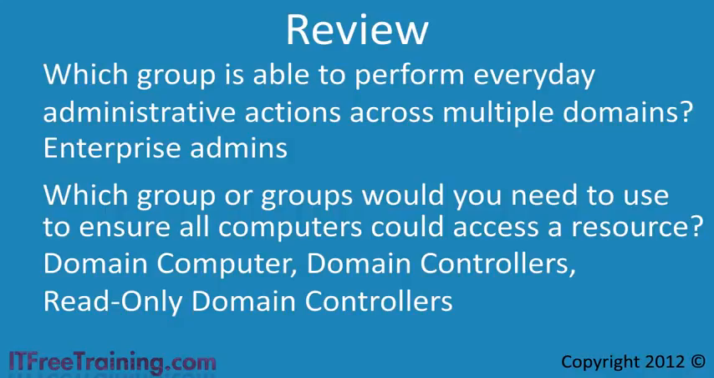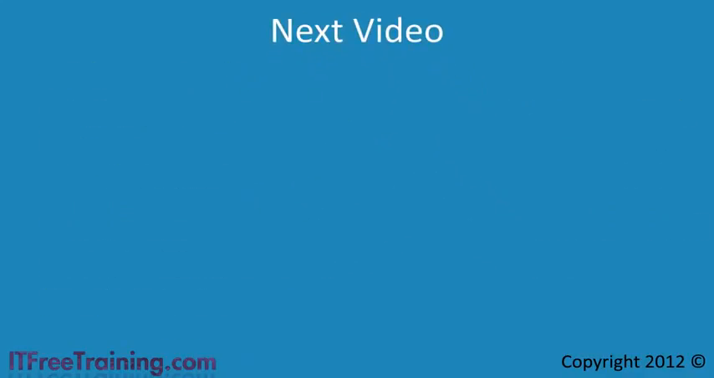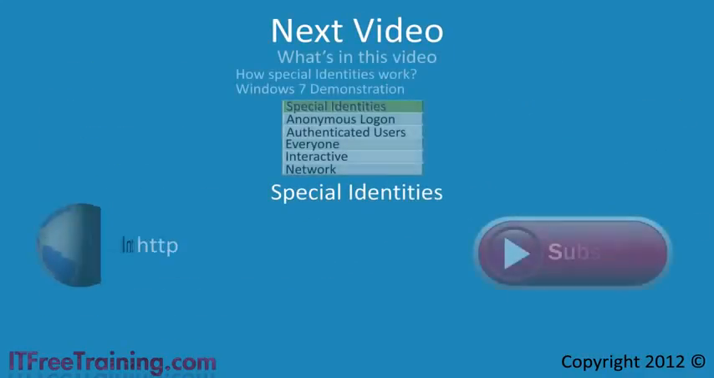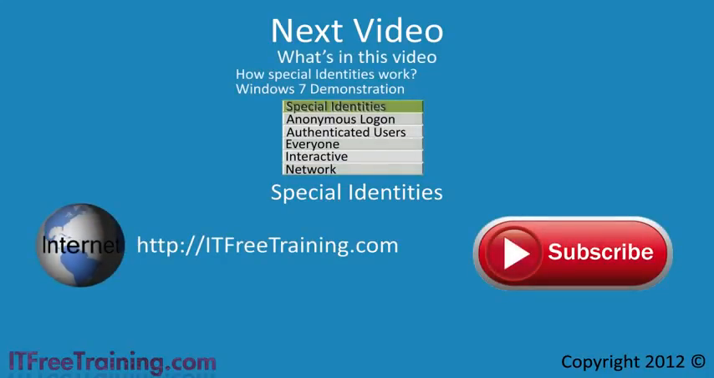Well, that is it for all the domain groups in Active Directory. In the next video, I will look at special identities in Windows. These are similar to groups as they can be assigned to a resource to grant or deny access. However, unlike a group, you cannot make users a member of a special identity. Membership is determined by authentication or the type of the connection.